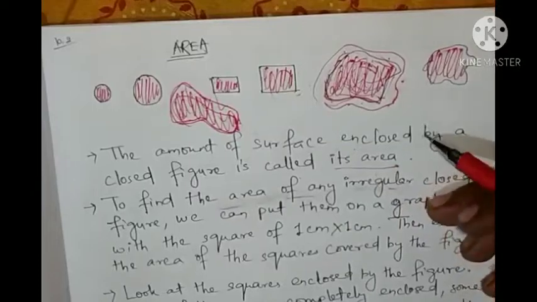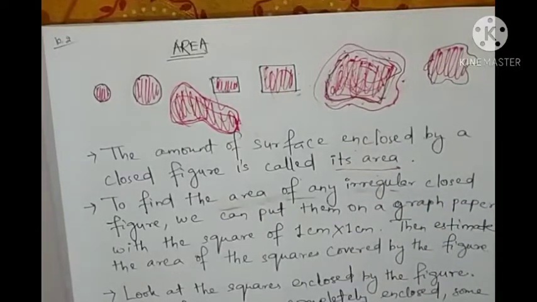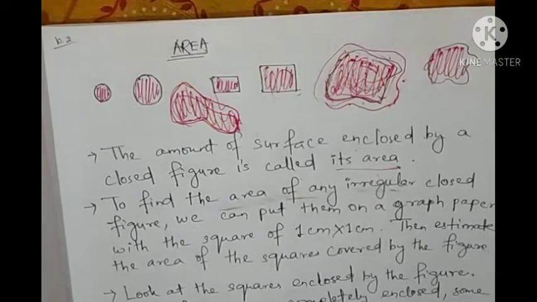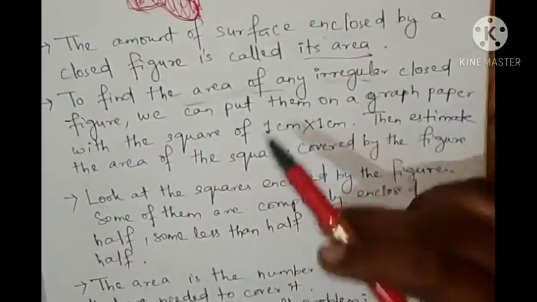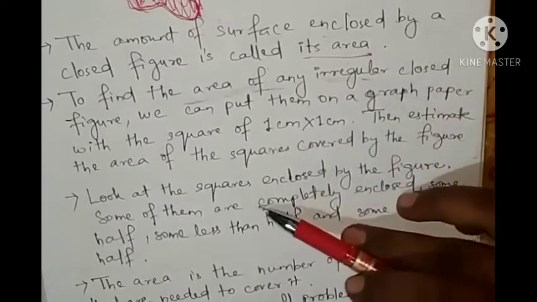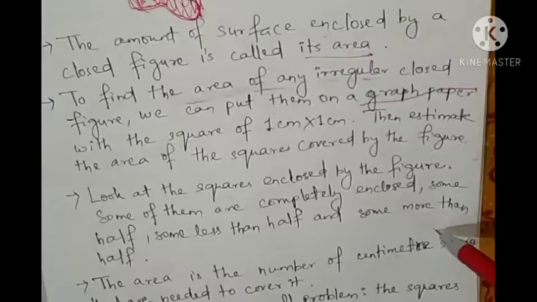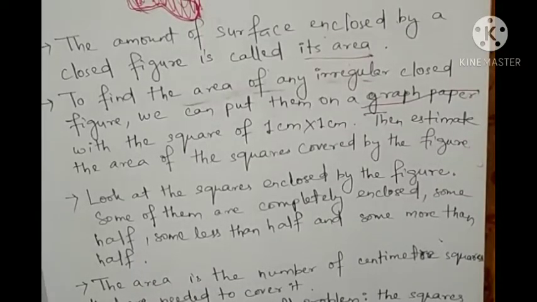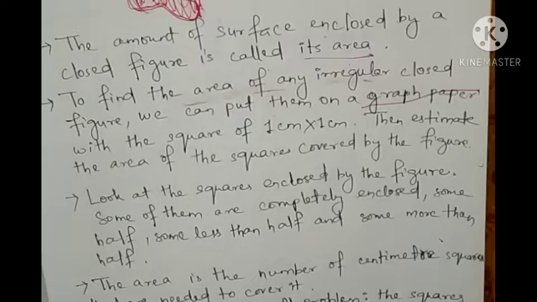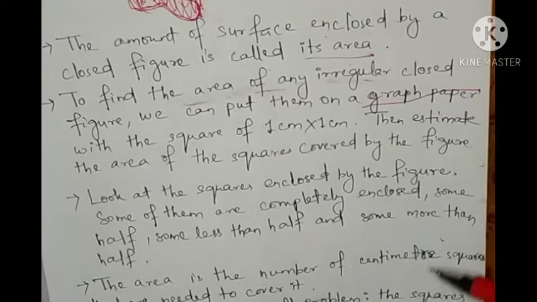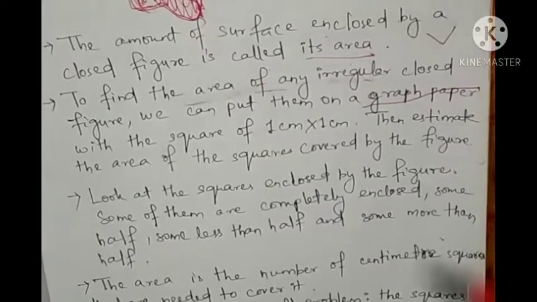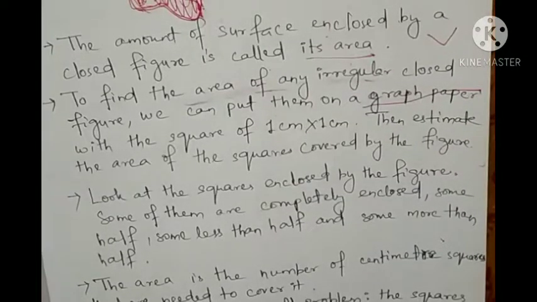Area. So today we'll study about area. What is area, how to find out area, and how we'll find out the area of different figures. So look at here, to find the area of any irregular closed figure, we can put them on a graph paper. We have used graph paper in the last chapter, where we used it to make a bar graph diagram. So that graph paper you will use here to find out area.